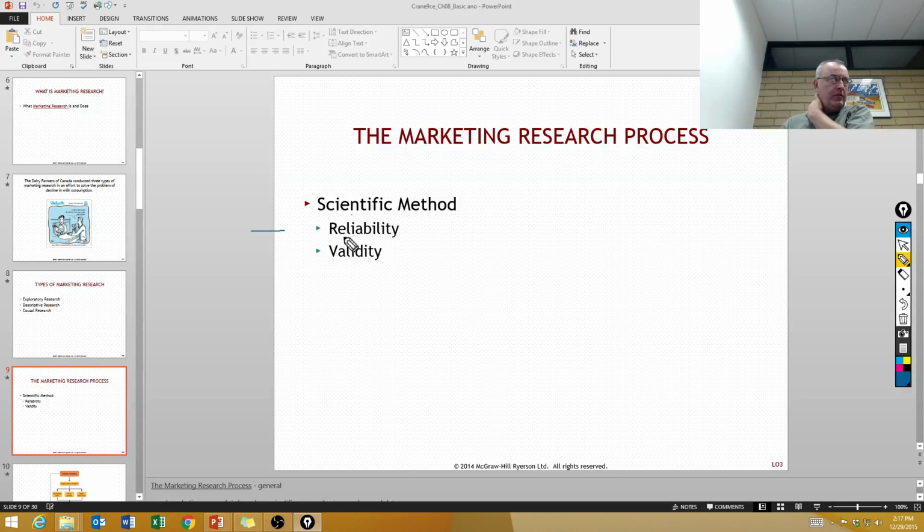One is the method is reliable. And reliable means it's repeatable. So it means if we undertake our research today, then someone else is able to repeat or replicate our results under the same environmental conditions at a different time. And so the research is repeatable. And then the data that we collect is valid, and valid means accurate. So when we collect the data, it accurately describes what it is we're trying to describe.